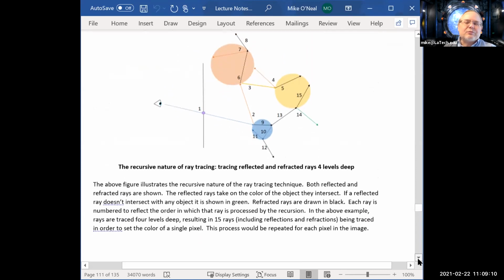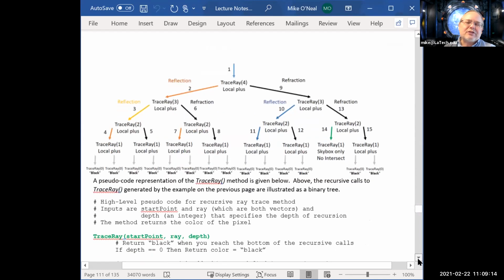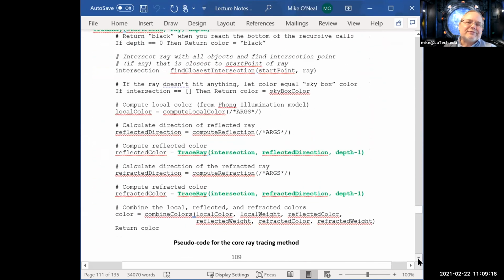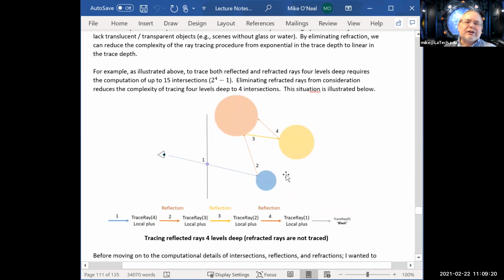Now, we did say that there are some ways of limiting the damage or the expense. That's, of course, the recursive calls. That's the pseudocode for the algorithm. If you get rid of the refracted rays, you turn what is an exponential computation into a linear computation. So you'd only do, in this case, 1, 2, 3, 4 intersections versus 15 intersections to go 4 levels deep.